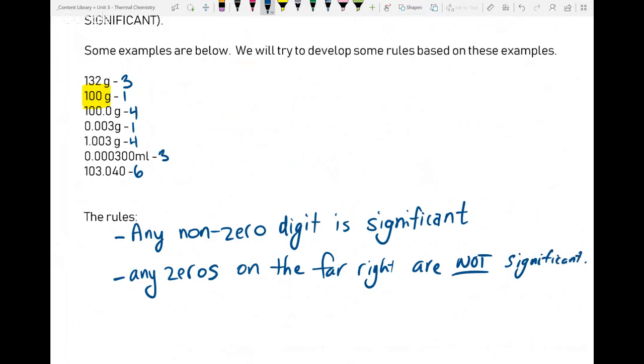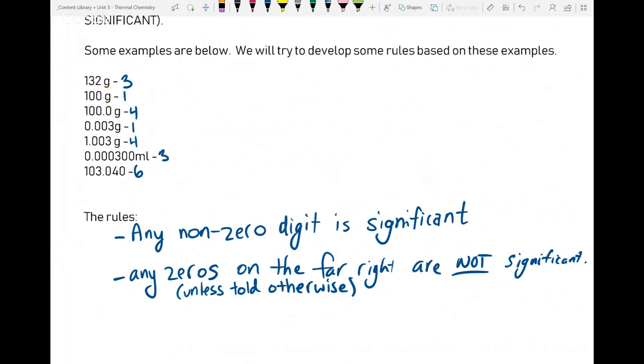And the reason being, we can't be sure if they were measured or not. It's unclear. That 100 could have been measured to the nearest gram, but it could have been measured to the nearest 10 grams, and it could have been measured to the nearest 100. We're not sure. So all we know for sure is that that 1 had to be measured, and those 2 zeros aren't clear, unless we're told otherwise. So unless someone specifically says, oh, we measured this to the nearest 1 or to the nearest 10, any 0 to the right we assume is just a placeholder. We assume that it's to the nearest measured number, nearest non-zero.